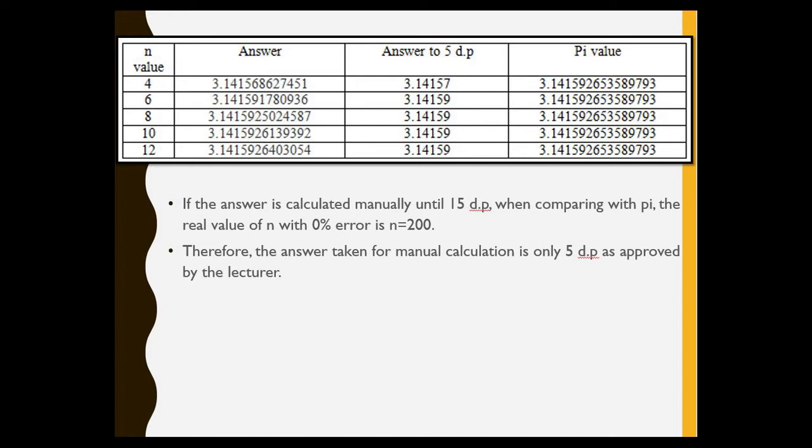The table shows the n values, the answer of the manual calculation, the answer to 5 decimal places, and the pi value. If the real answer is calculated manually until 15 decimal places, when comparing with pi, the real value of n with 0% error is equal to 200. Therefore, the answer taken for manual calculation is only 5 decimal places as approved by the lecturer.